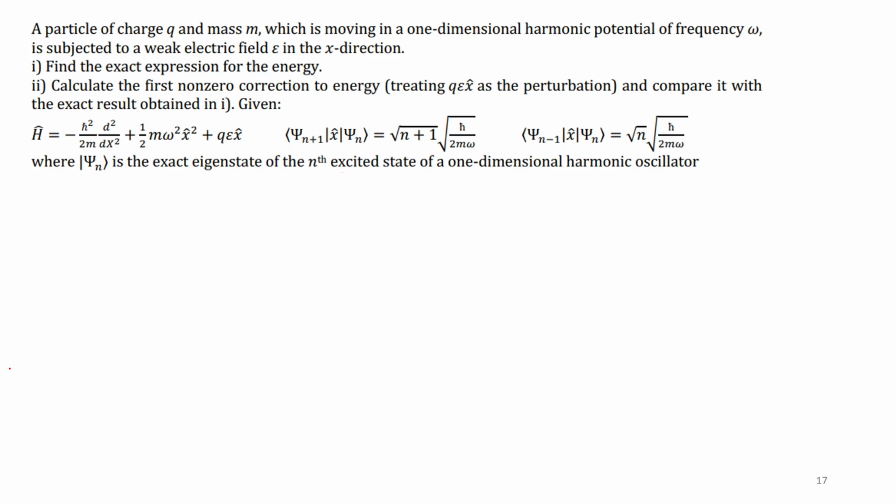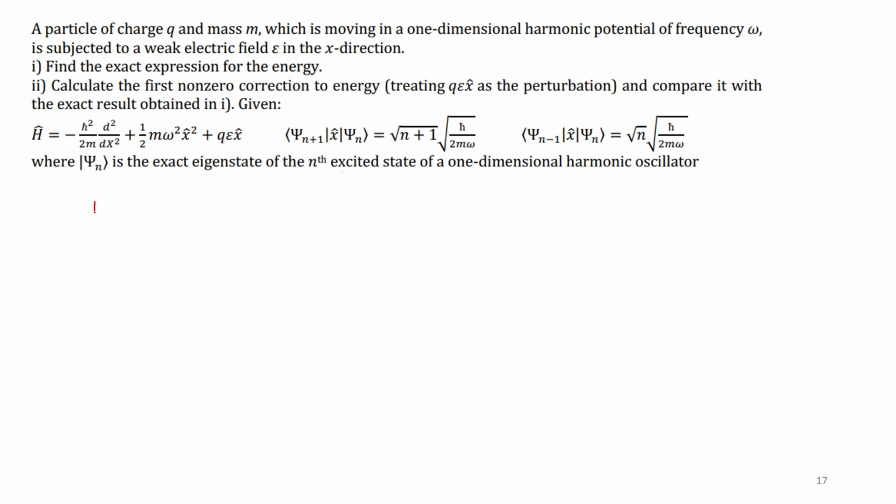And these are the things given, where your psi n inside the K is the exact eigenstate of the nth excited state of a one-dimensional harmonic oscillator. So this question is very big at first, and very overwhelming because of so many equations. But again, this is a particle in a one-dimensional harmonic oscillator, and your perturbation is epsilon, the electric field. So you already know the Hamiltonian, right?